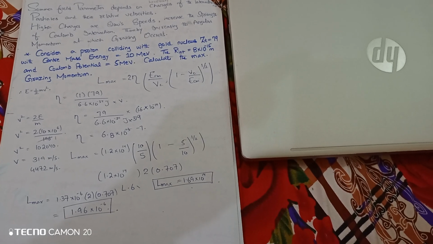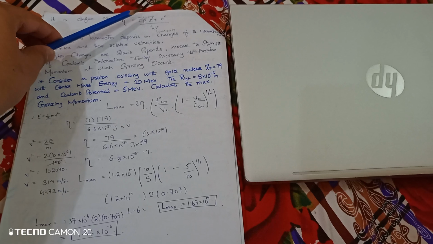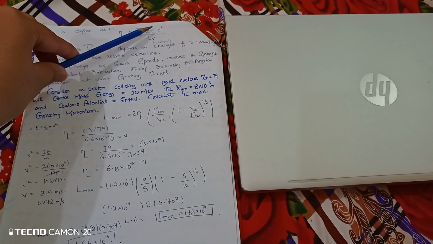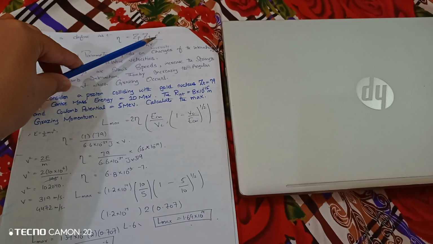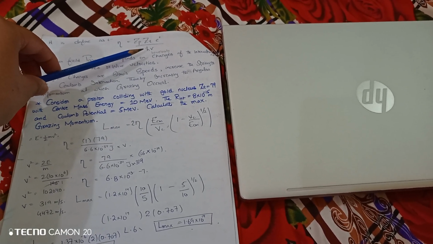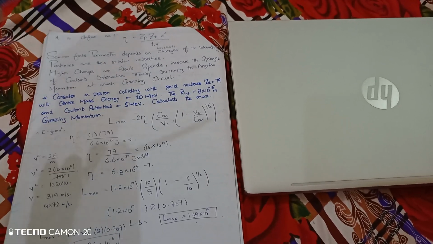Simply putting in the values: Zp is a proton, meaning 1, multiplied by 79, multiplied by (1.6 into 10 raised to minus 19) squared, divided by h cut, whose value is 1.054 multiplied by 10 raised to minus 34, and the velocity, but the velocity is again unknown.